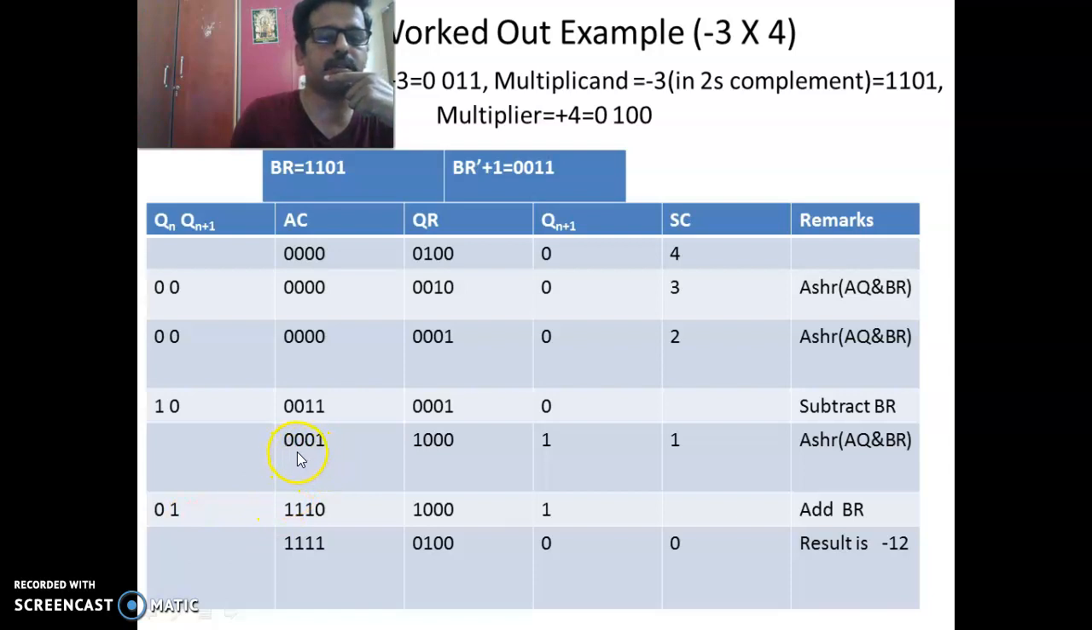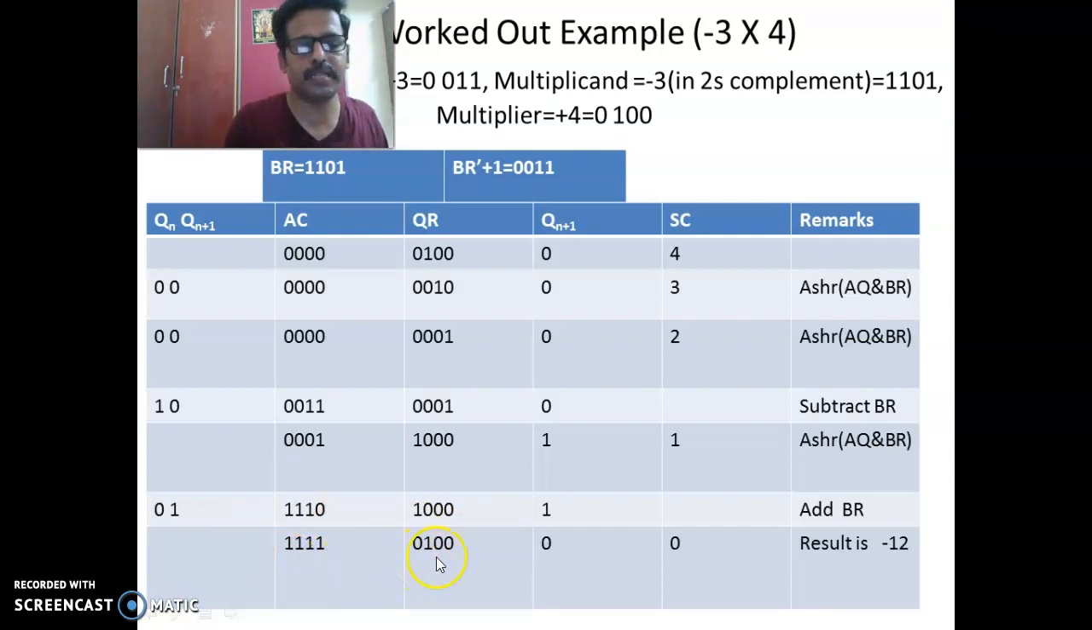Okay, here 0 0 0 1 is the AC value, because the recent value is 0 0 0 1, and it should be added with BR 1 1 0 1. 1 1 0 1 plus 0 0 0 1 is nothing but 1 1 1 0, and the QR value will be retained as it is. Qn plus 1 value will be retained as it is. After performing addition, we need to perform an arithmetic shift right on AC and QR. We are performing that, and we are decrementing the counter. It reaches 0. As the algorithm tells, the final value will be in AC and QR.